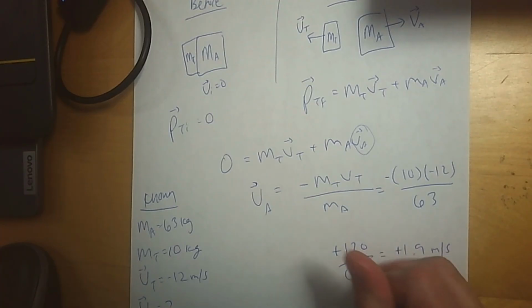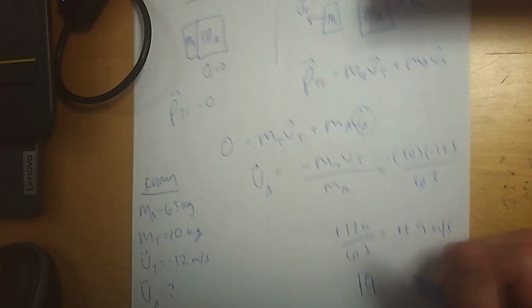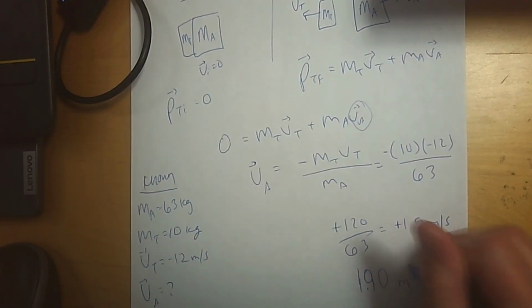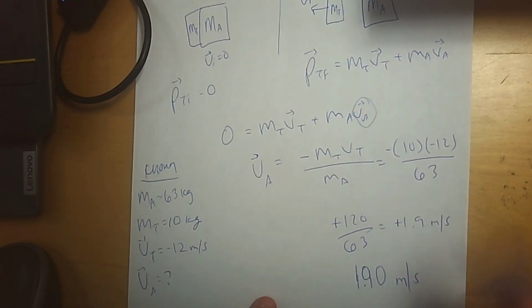And actually, it's 1.90 meters per second, because I did have 3 sig figs for everything. Again, not that that's super important, but there we go.